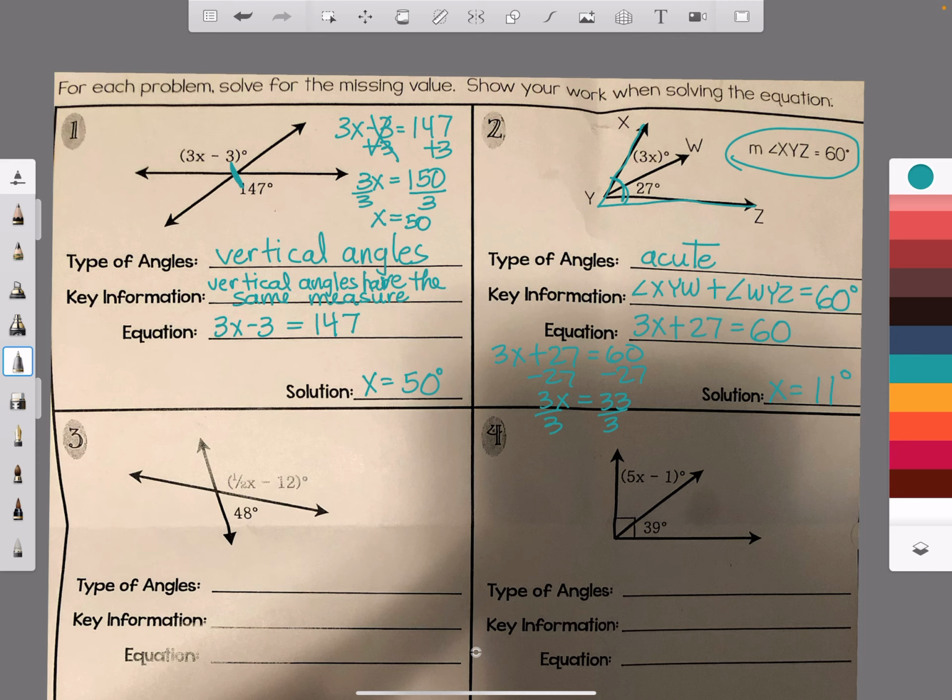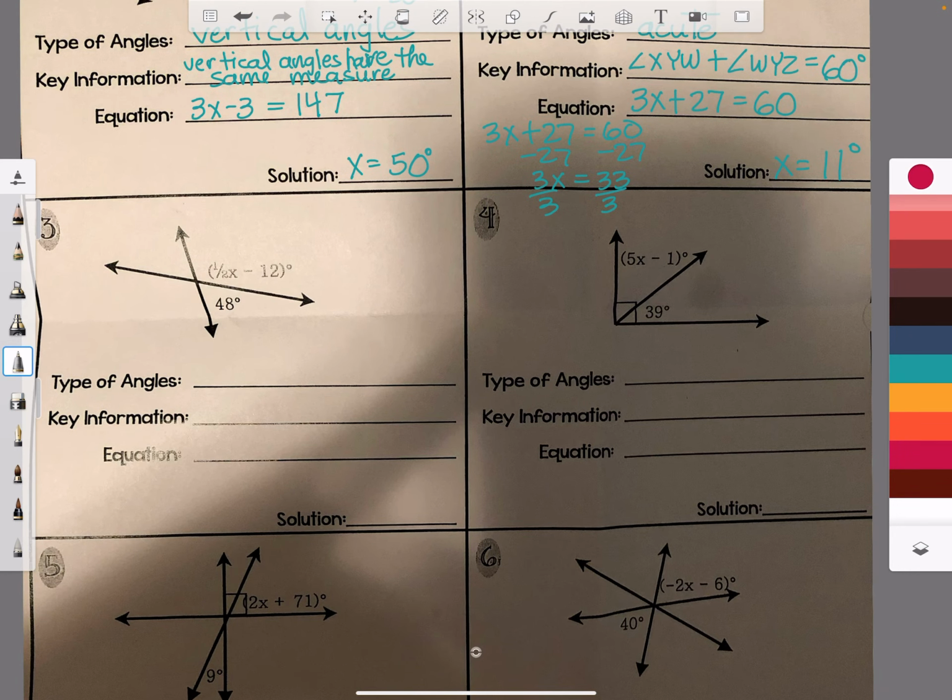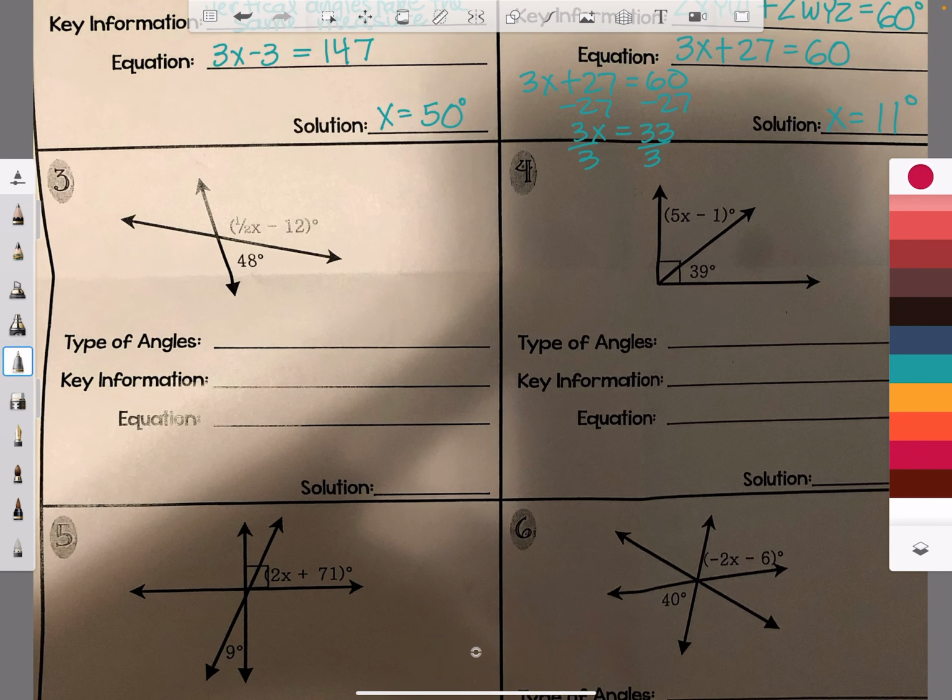Okay, on the next two, we change colors just to make it interesting. Right here we have what's called a straight angle. And the key information is that straight angles equal 180 degrees. And again, I'm not sure on the types or the key information, but that's what makes sense to me. So we know that this plus this is going to equal 180 degrees. So we have 1/2 x minus 12 plus 48 equals 180.